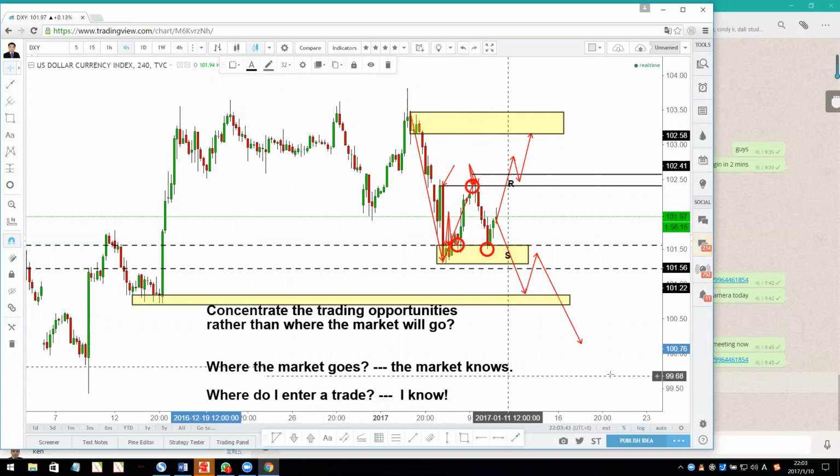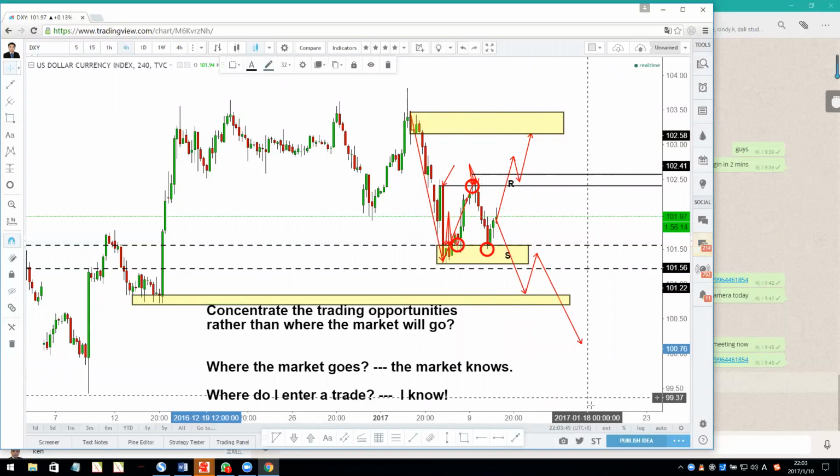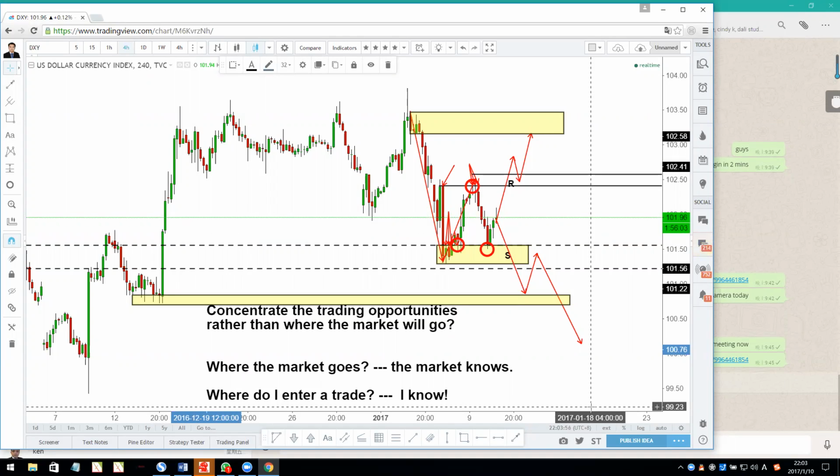Just think of this logic. Does this logic make sense or not? I don't know where the market goes. I have no idea. The market knows where it will go. Only the market knows, and only when the market goes up do we know that yes, it goes up.